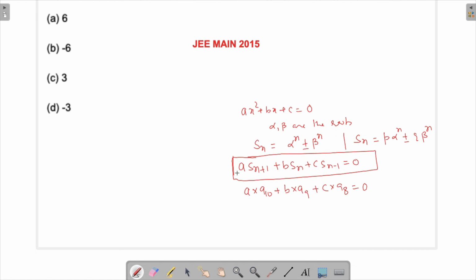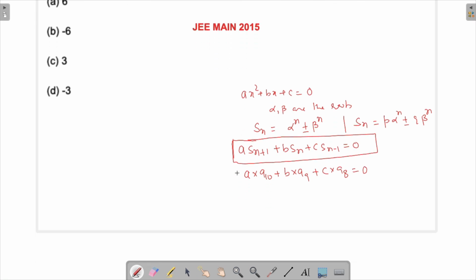So in our case, the quadratic is given as x squared minus 6x minus 2, so x squared minus 6x minus 2 equals 0. So what we have here is that a is 1, b is minus 6, and c is minus 2. We can just substitute these values over here. So this will become a, which is 1, times A10, plus b, which is minus 6, times A9, and c is minus 2 times A8, and that will be equal to 0.